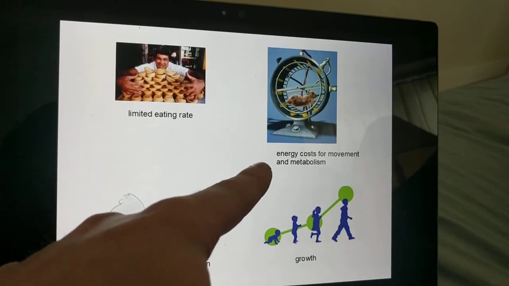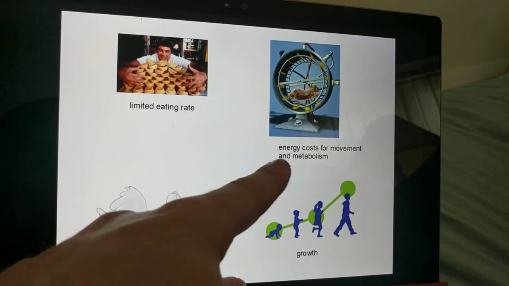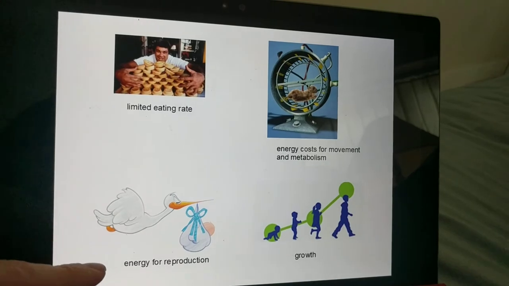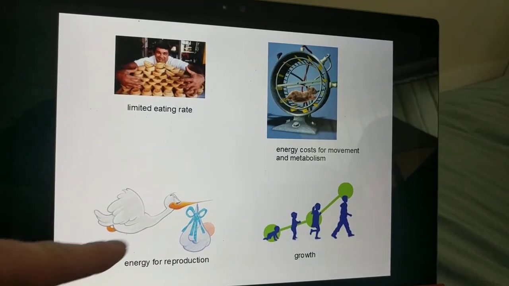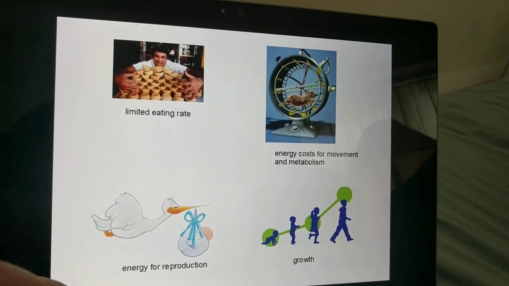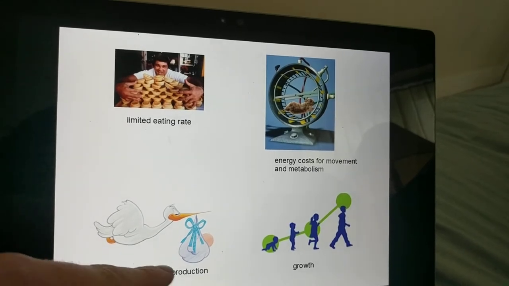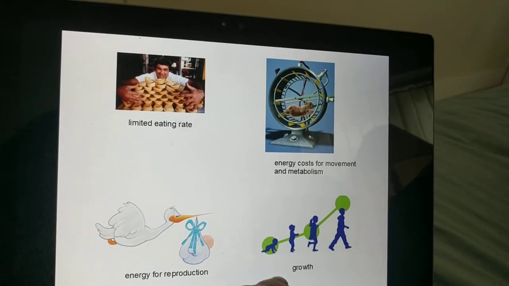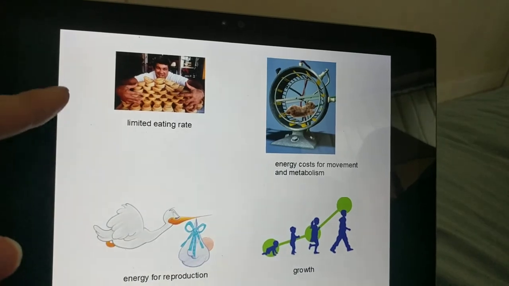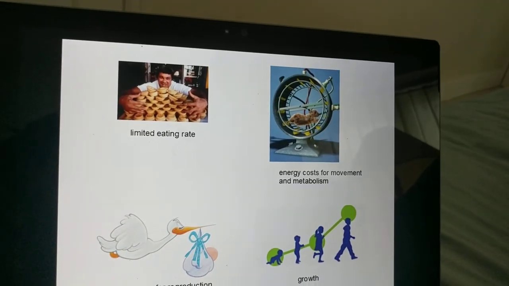Out of that, it'll have to use some for its metabolic and movement costs. It may use some for reproduction if it's a mature organism. And the remaining energy will go into growth. That's how we've modeled things.